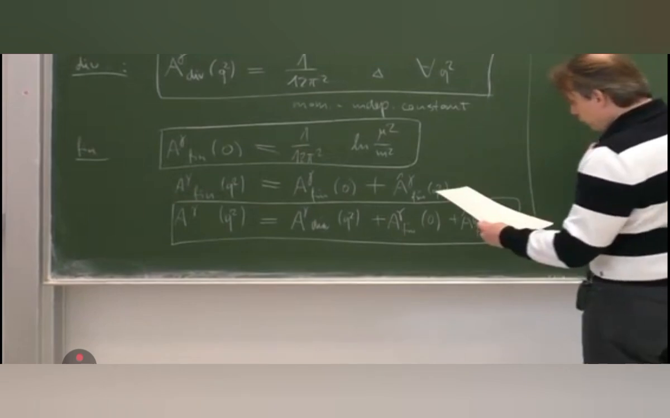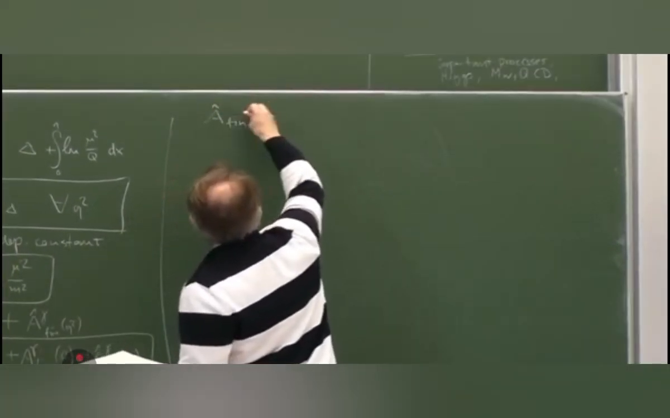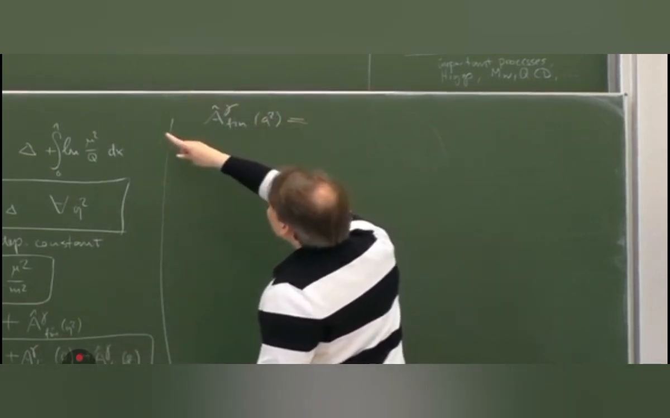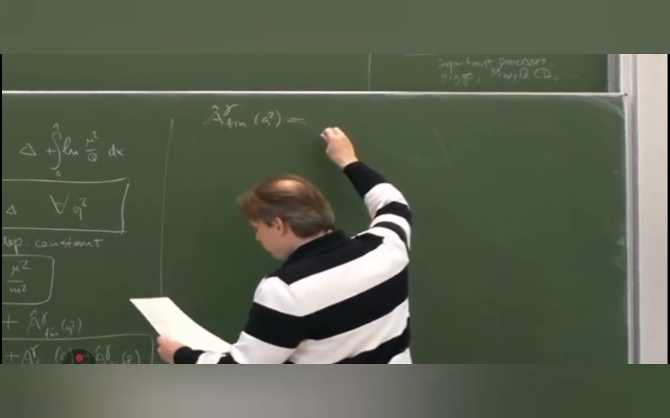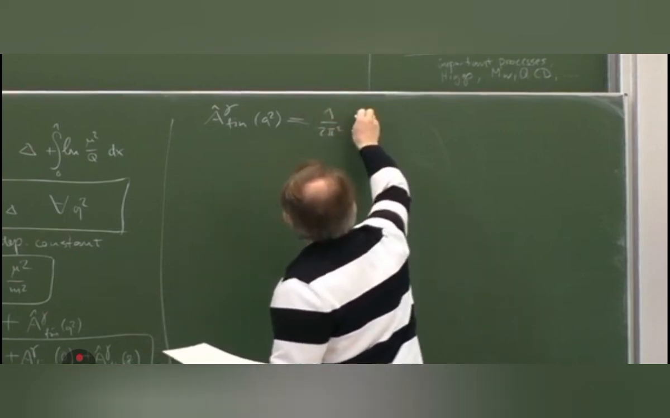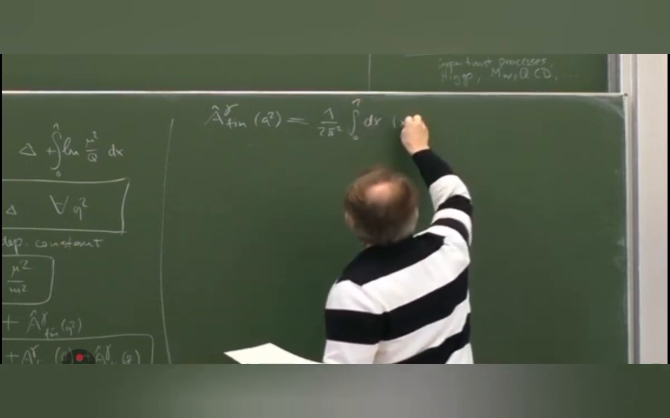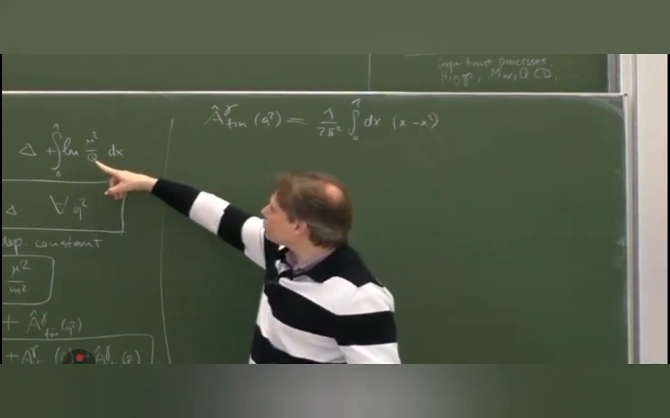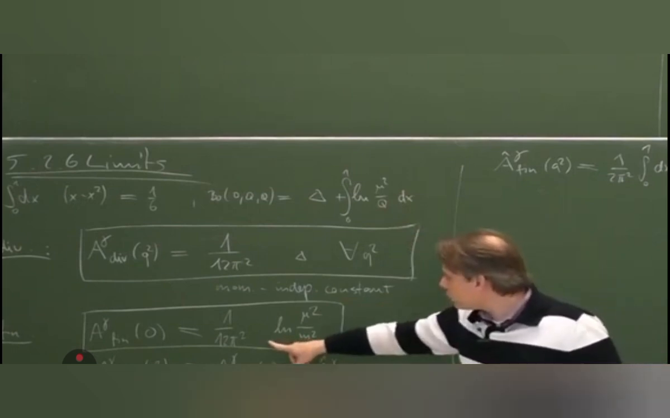Therefore let us evaluate this finite remainder, a hat finite of q square. This is now the following. The prefactor is 1 over 2 pi square times the following integral from 0 to 1 dx, and the integrand is x minus x square times now the part from the b0 function where we put in the full capital Q, but we have subtracted away this part here.